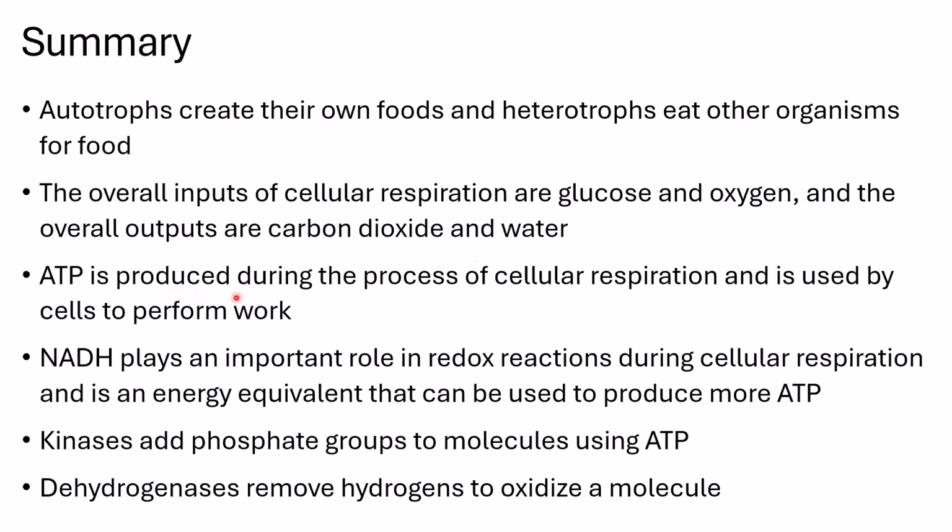ATP is the energy currency that allows for our cells to work, while NADH as well as FADH2 play a role in redox reactions during cellular respiration and are used to produce more ATP. Kinases are enzymes that can use ATP to phosphorylate molecules or remove phosphate groups from molecules to make ATP. Dehydrogenases will oxidize molecules by removing hydrogens, often producing NADH or FADH2 in the process. But like kinases, they can also perform the reverse reaction.